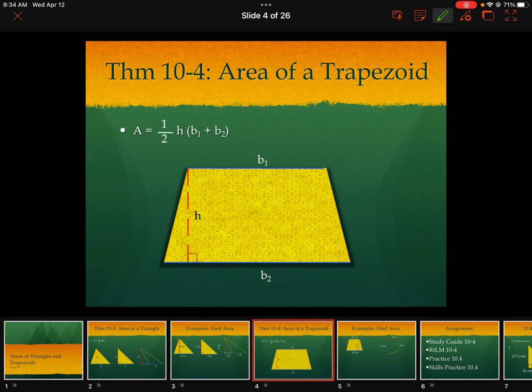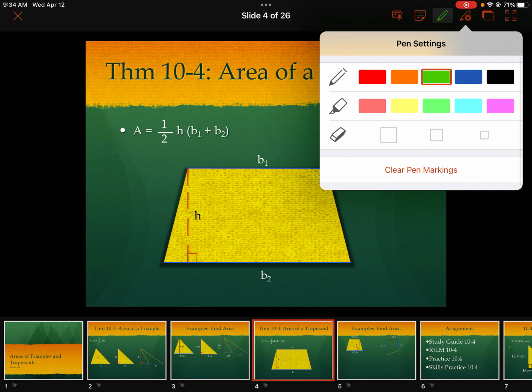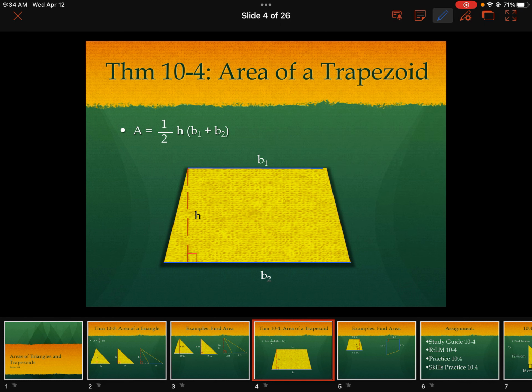This is the second part of our lesson on section 10.4. We're going to find the area of a trapezoid. This is what a trapezoid looks like. Now, for it to technically be a trapezoid, remember, you have to have a pair of parallel sides. So in this case, the top and the bottom would have to be parallel.